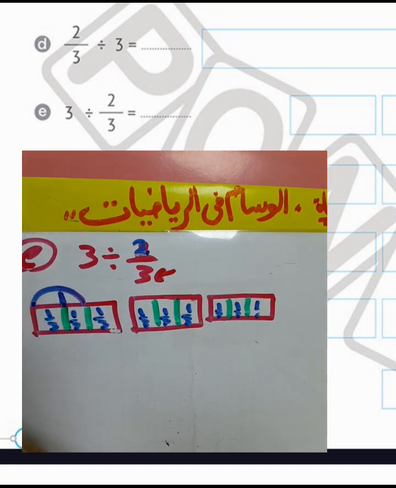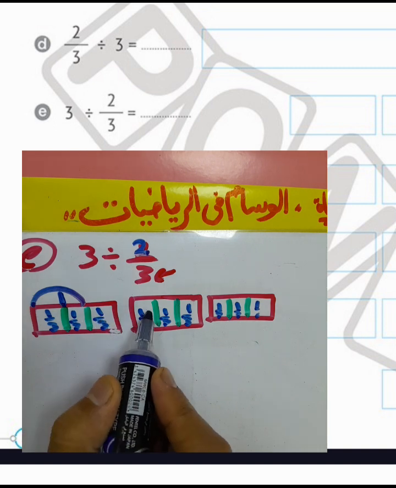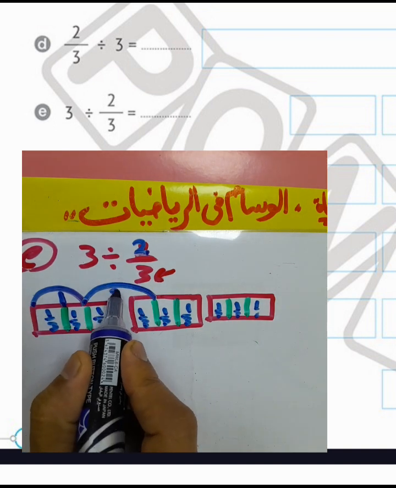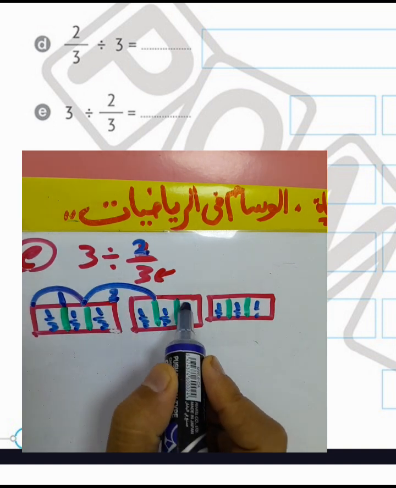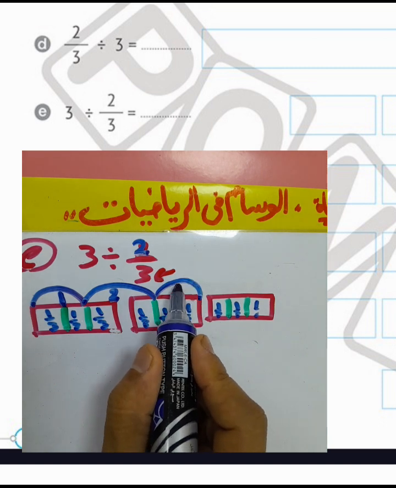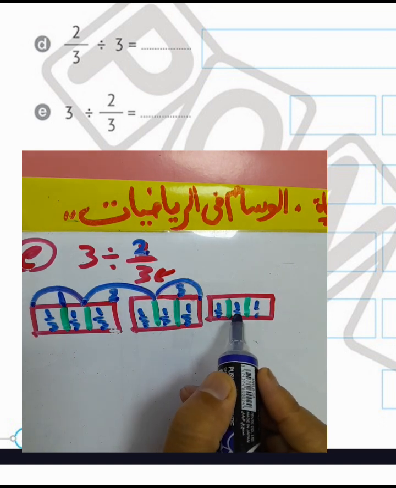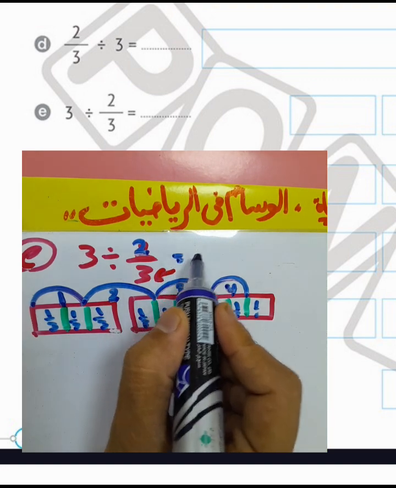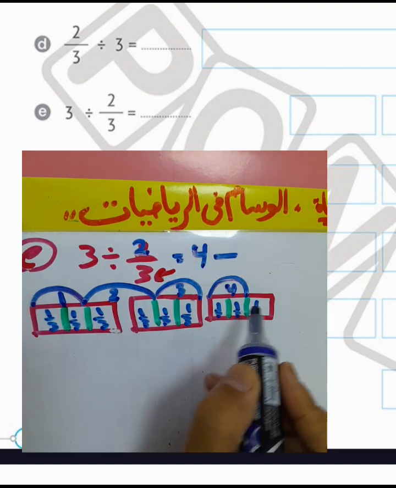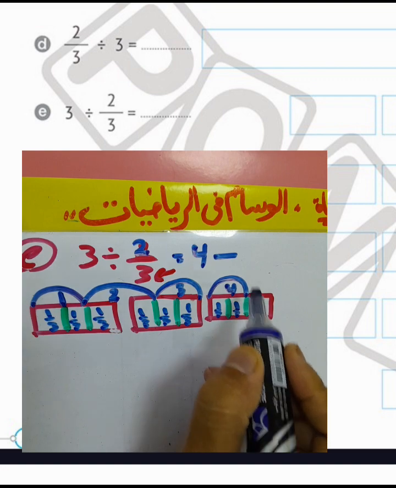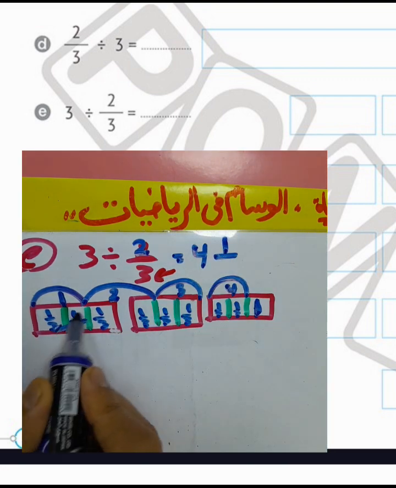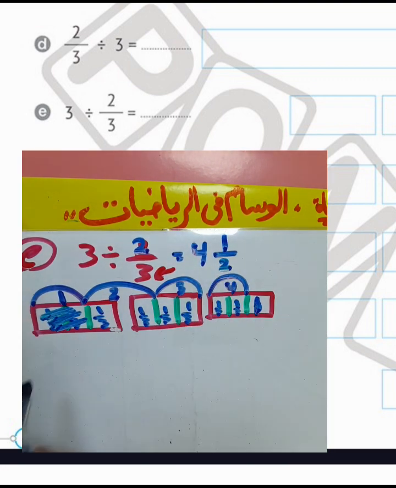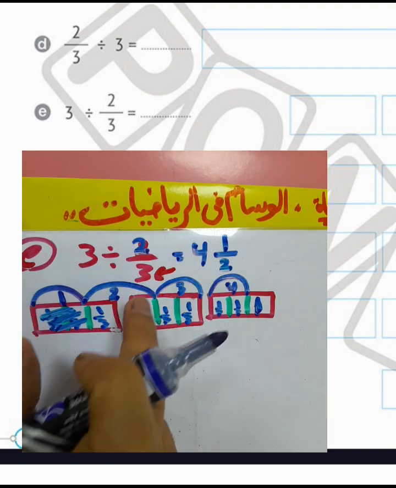Then we will have 1. And 1 over 3 plus 1 over 3 will be 2 over 3. It's number 2. 1 over 3 plus 1 over 3 will be 2 over 3. It's number 3. 1 over 3 plus 1 over 3 will be 2 over 3. It's number 4. Then how many whole numbers here? 4. And how many parts remain? Remainder 1. From how many parts here? 2.